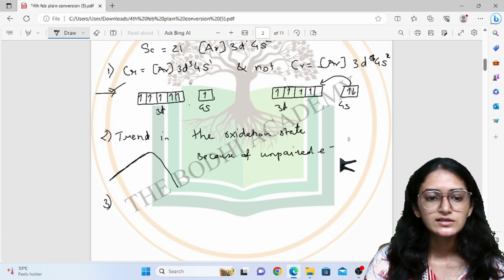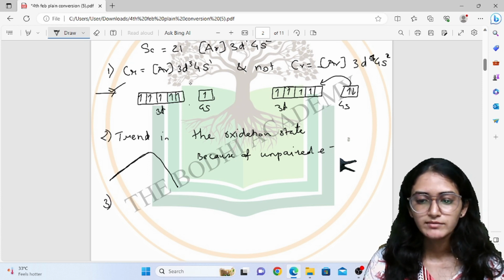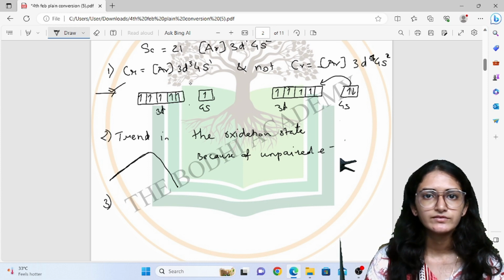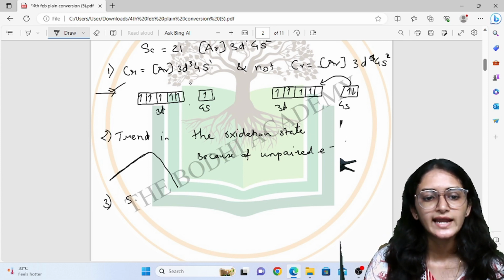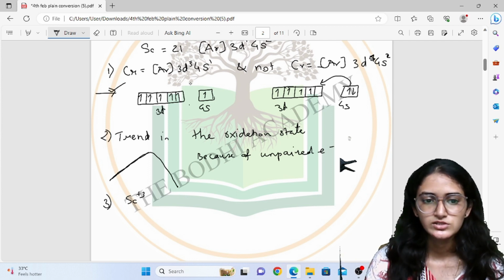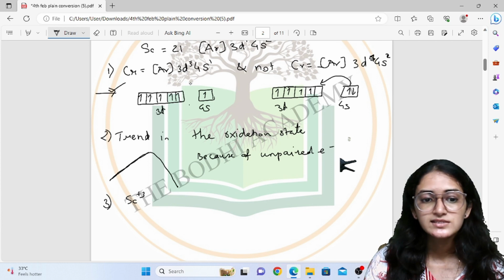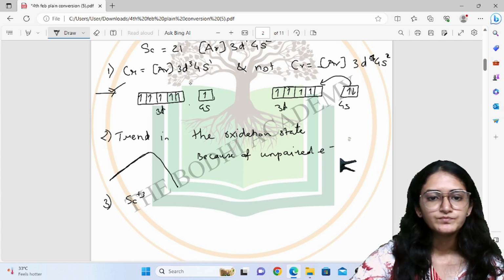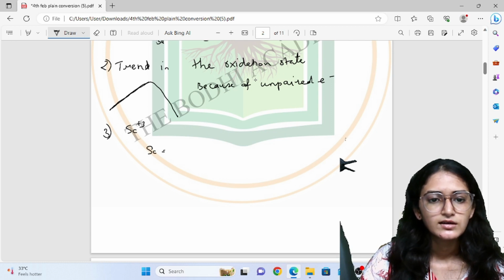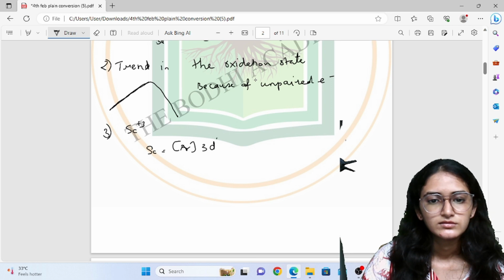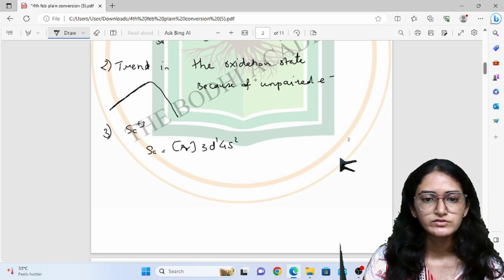Next question is, all compounds of scandium are colorless. Give reason. Okay, scandium has colorless compounds. Now we know that scandium shows which oxidation state? It shows only +3 oxidation state. And scandium in +3 means what is the configuration? See, the normal configuration of scandium is argon 3d1 4s2.